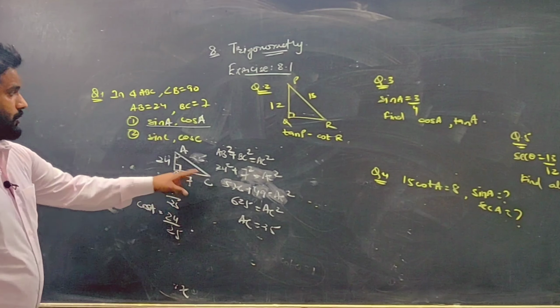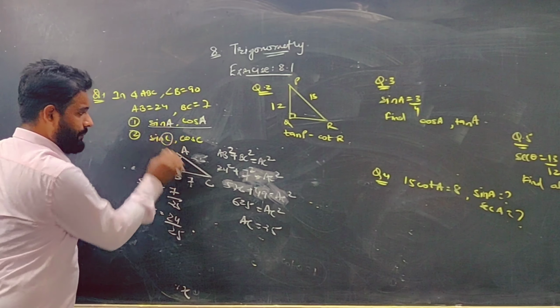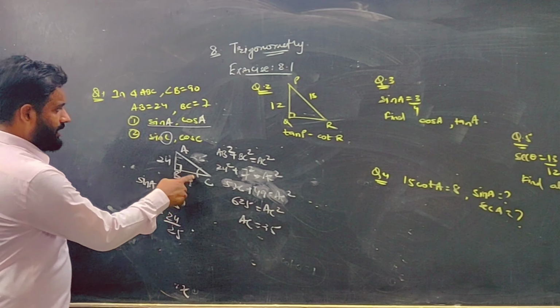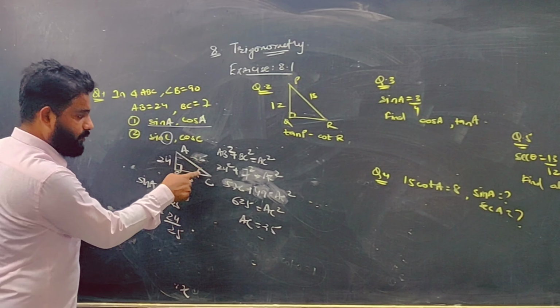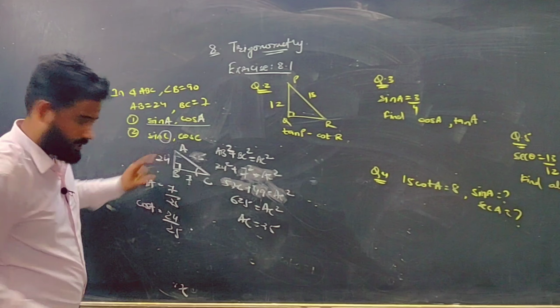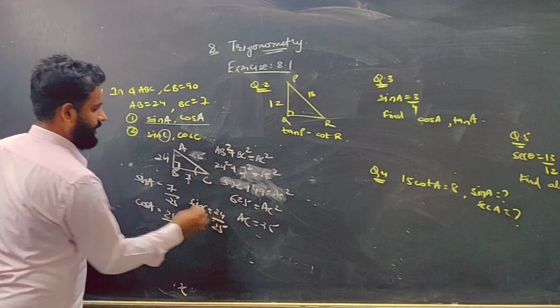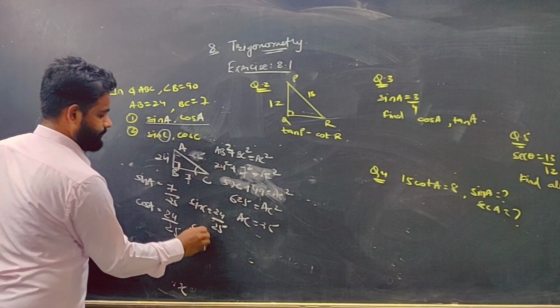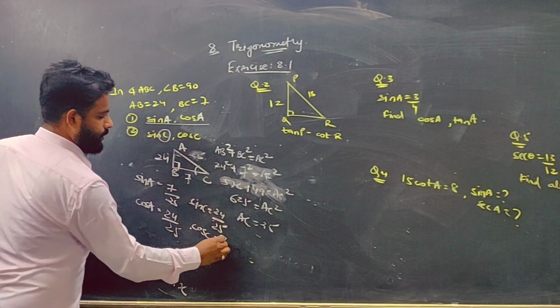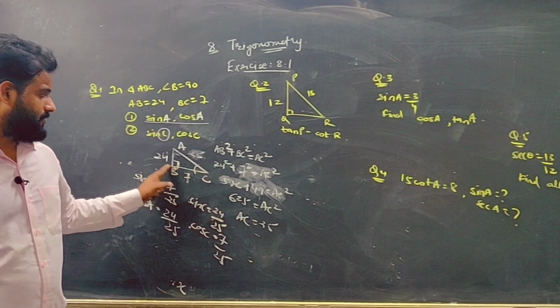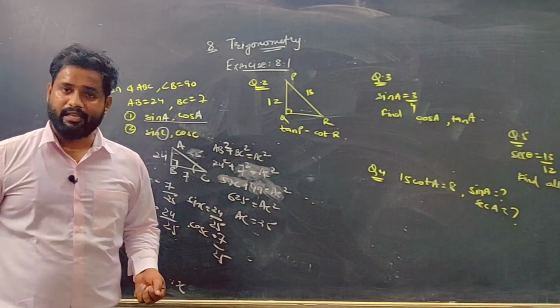Sin C. So now you have to take C. Now theta becomes C. Now you have to come here and forget this. Now sin C, again opposite upon hypotenuse. But for this C, this side will be opposite. So sin C is going to be 24 upon 25, and your cos C is going to be 7 upon 25. Because cos C is adjacent upon hypotenuse, for this C, this will be adjacent and hypotenuse. So I hope it is quite easy.